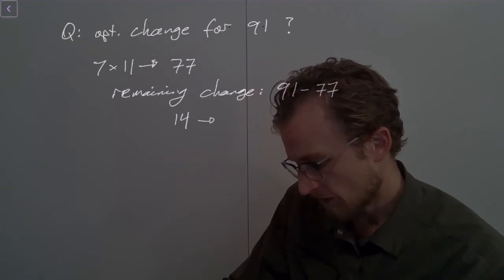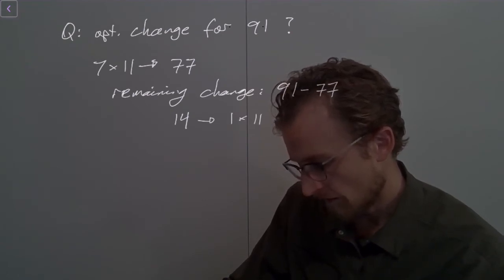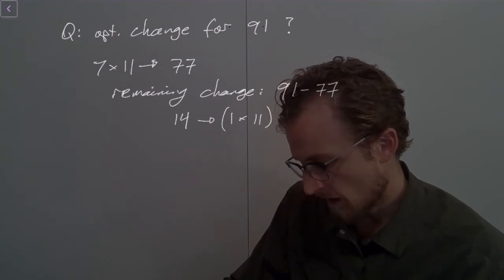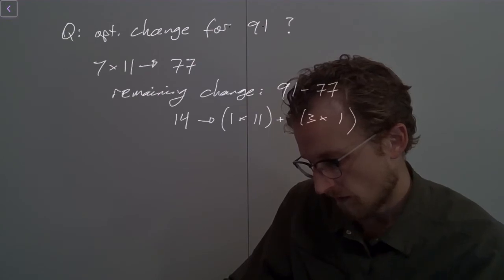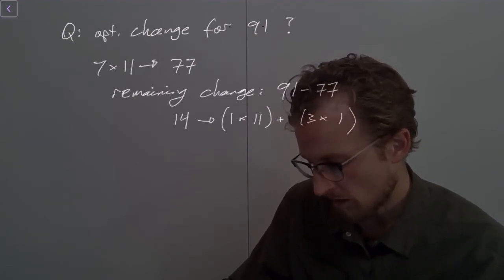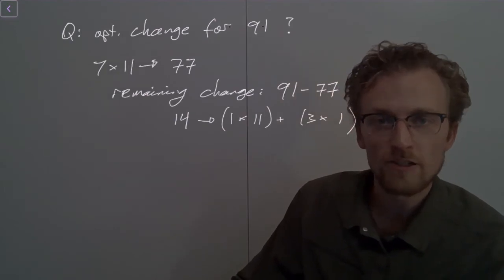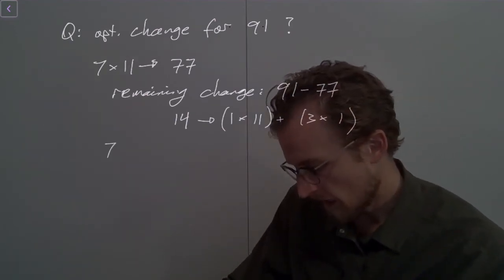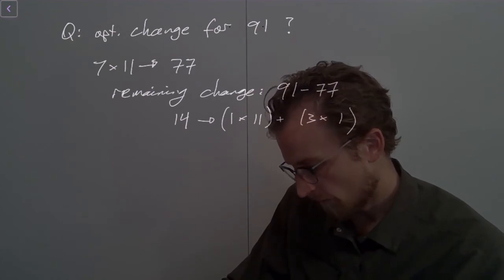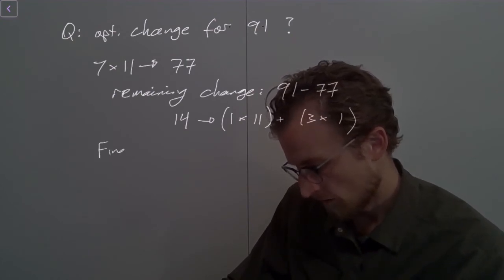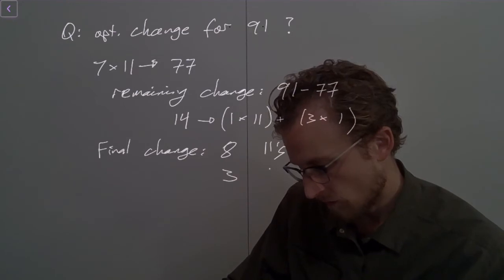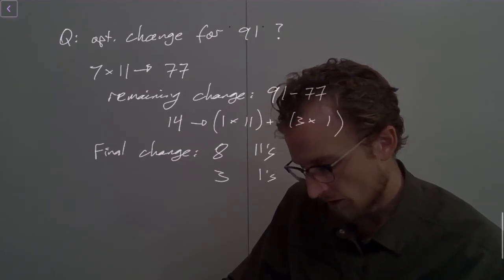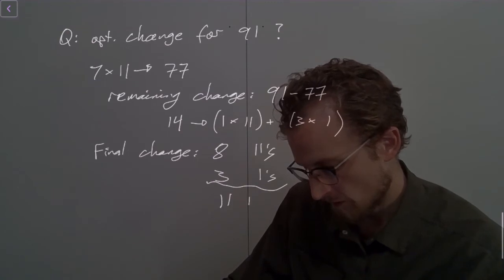Well, that's an 11, 1 times 11, and 3 ones. Okay. So 4 more coins. So 7 plus 4 is, in total, 11 coins. So in the end, I've got 8 11s. So my final change is 8 11s and 3 ones, or 11 coins altogether. 11 total coins.